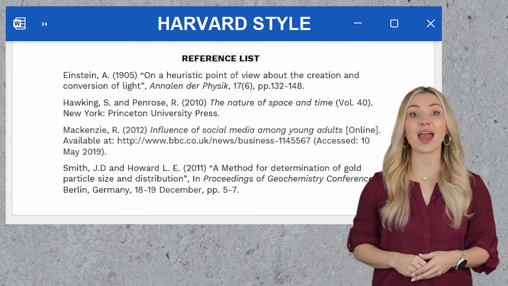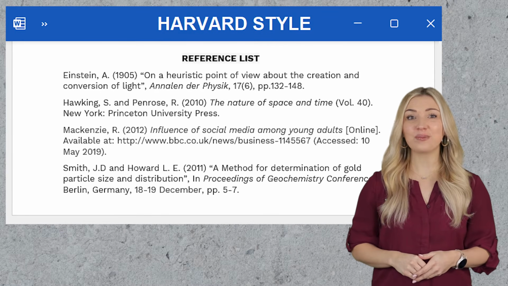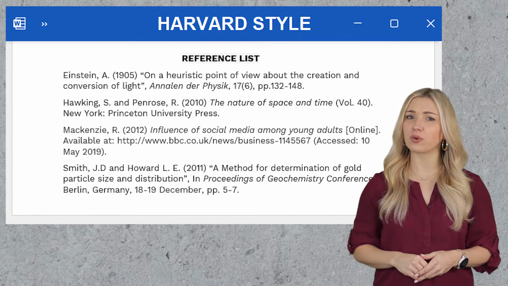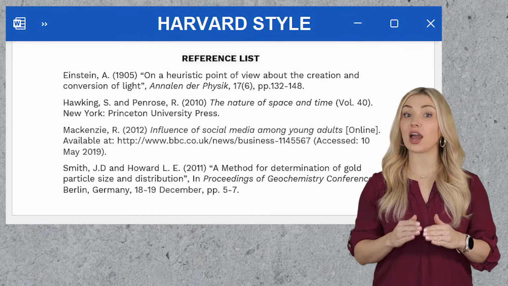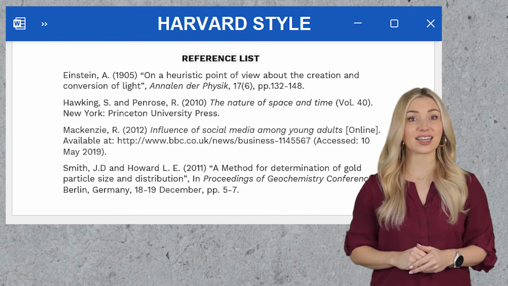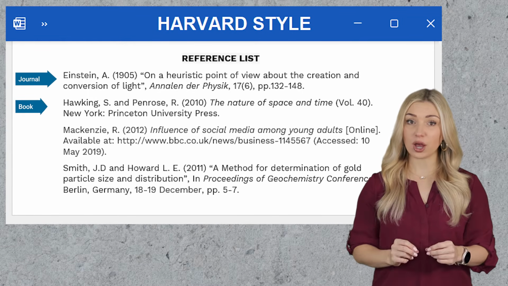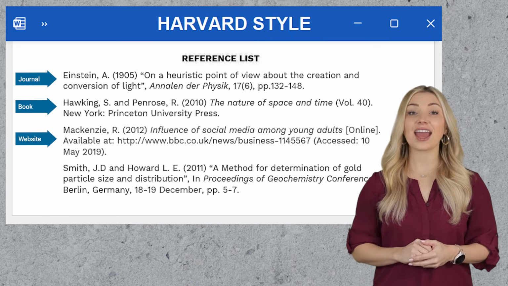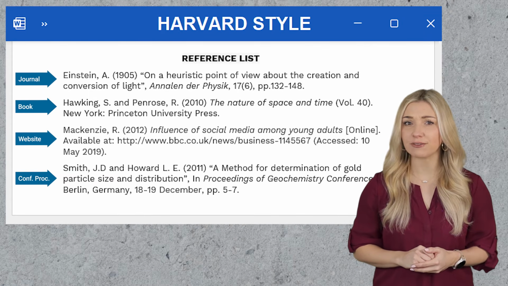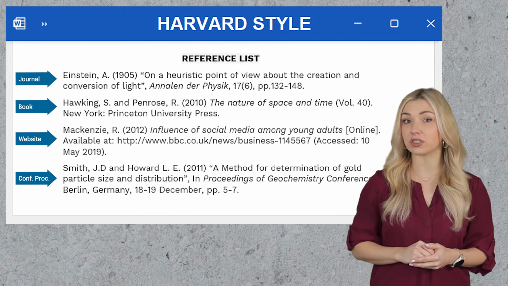You must include a bibliography or a reference list at the end of your paper. Here is an example bibliography formatted in Harvard style. You must list all the sources in the reference list, and it should be arranged alphabetically by the author's last name. The bibliography contains a journal, a book, a website, and a conference proceeding. Notice how the formatting differs depending on the type of source.